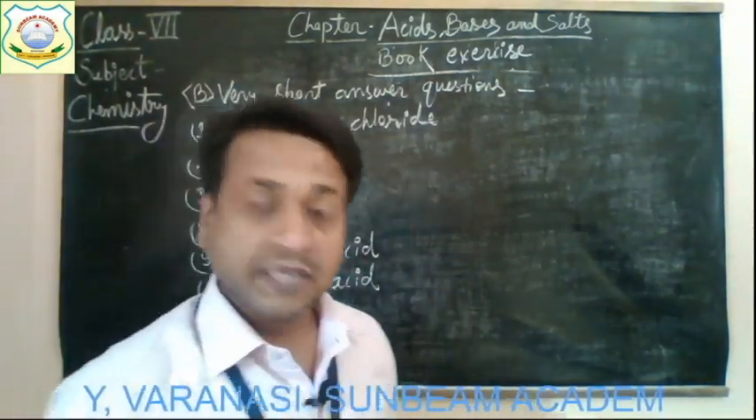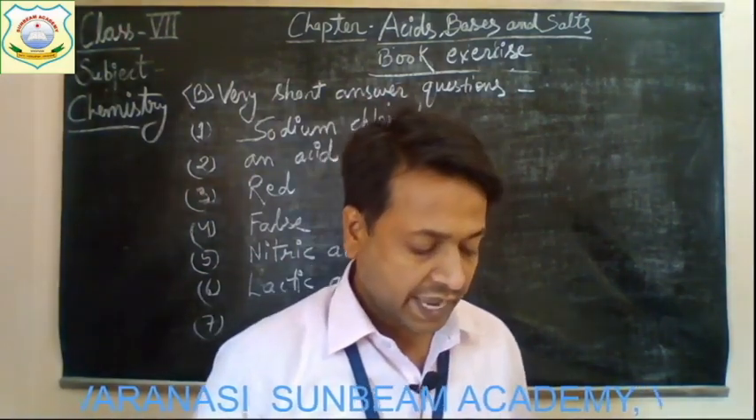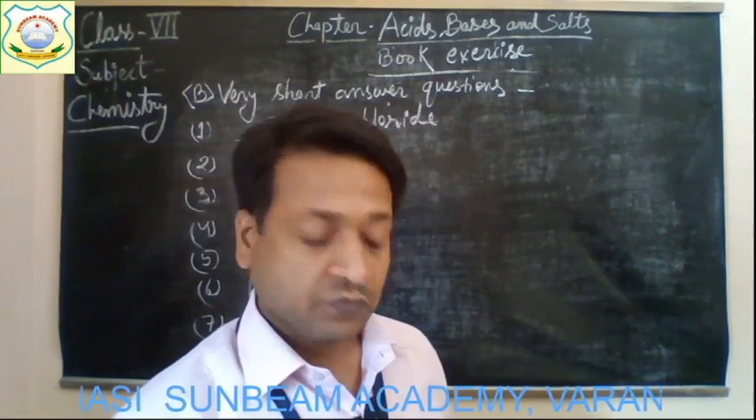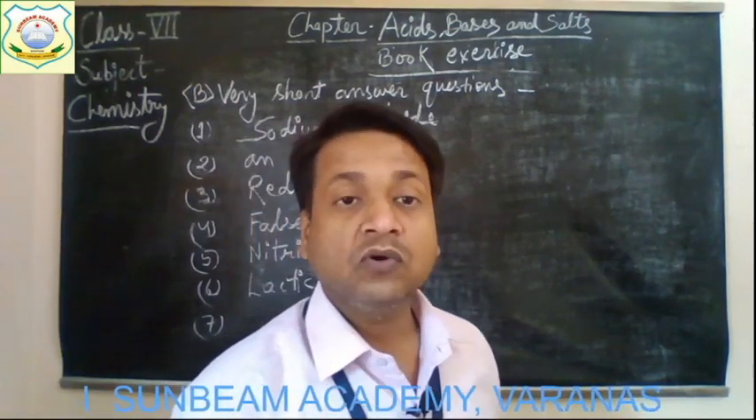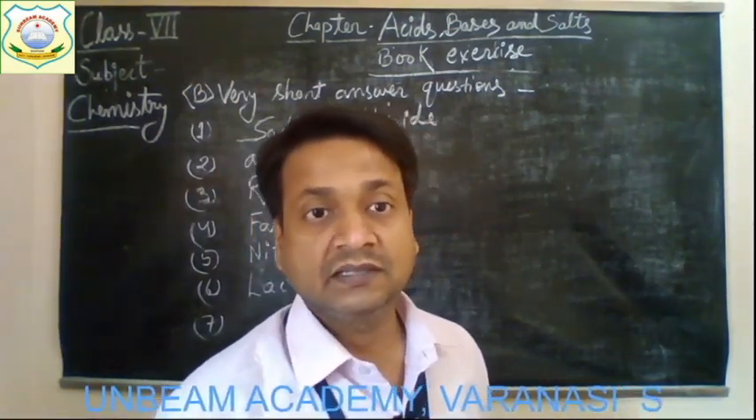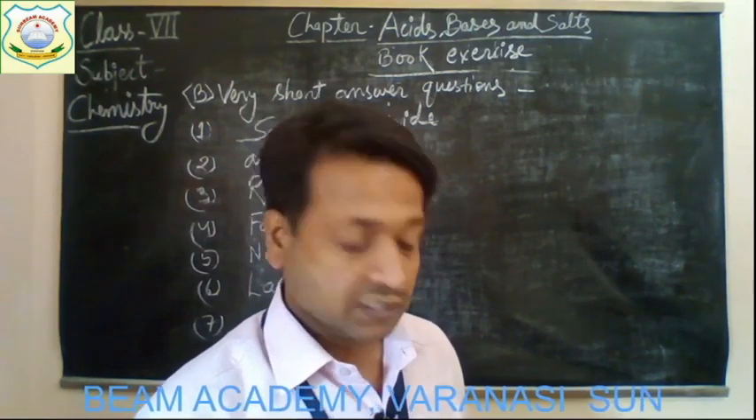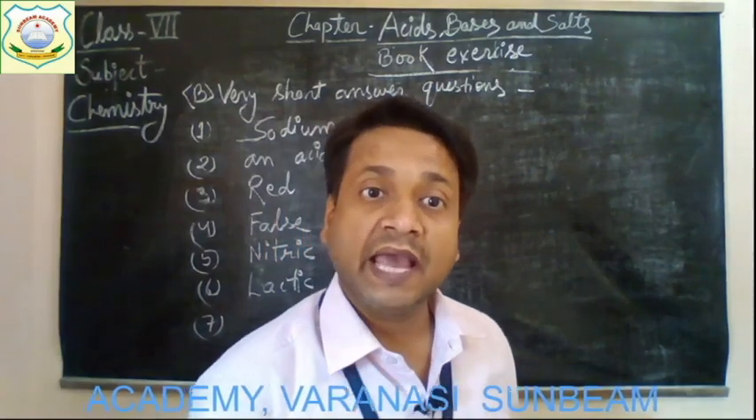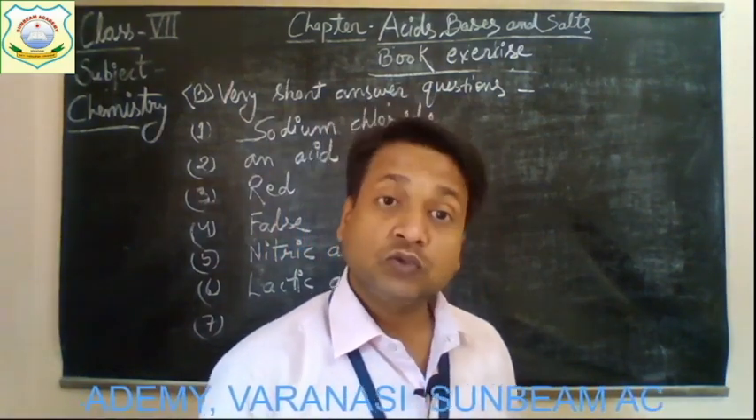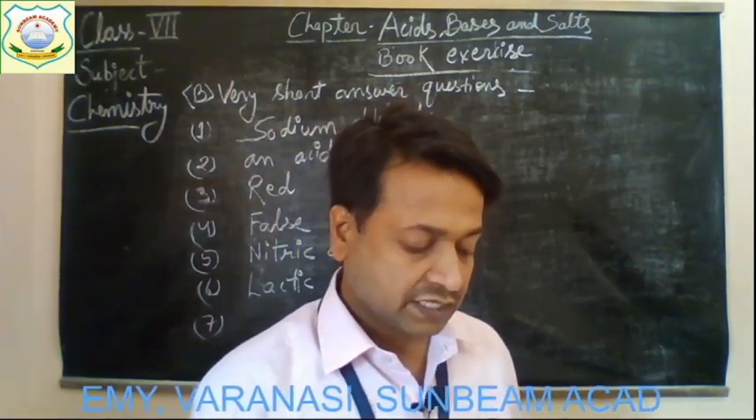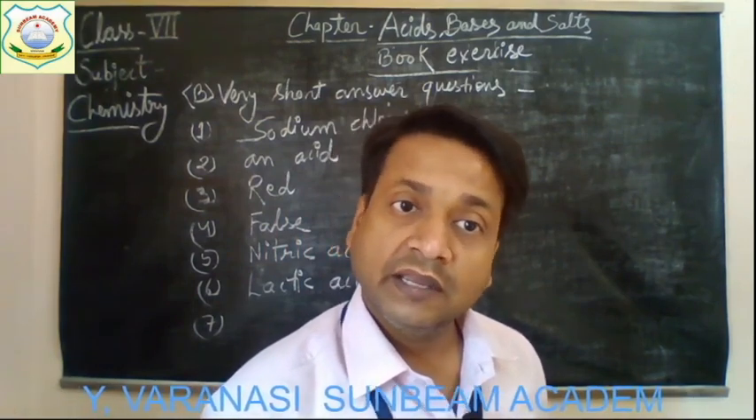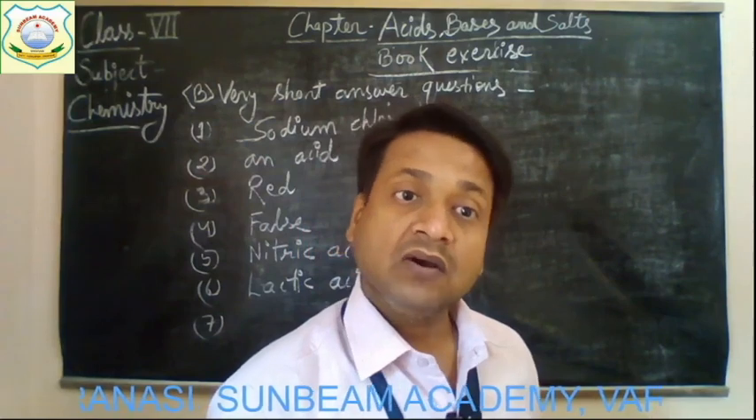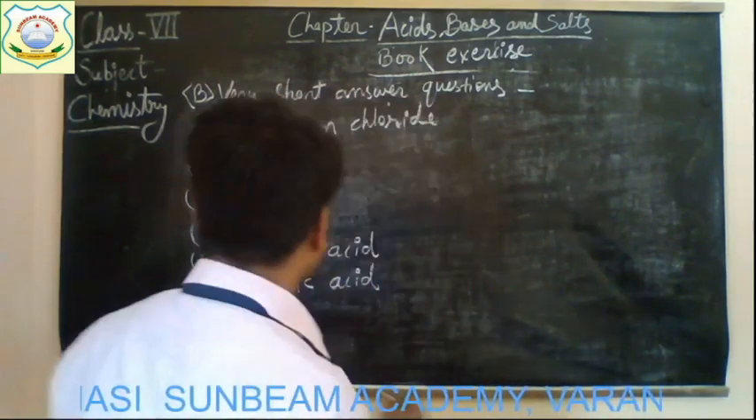Now the question number 7 is, which gas is produced when sodium carbonate reacts with dilute hydrochloric acid? Children, understood the question first? You have to write the name of the gas which is produced when sodium carbonate reacts with dilute hydrochloric acid. So the name of the gas is carbon dioxide.